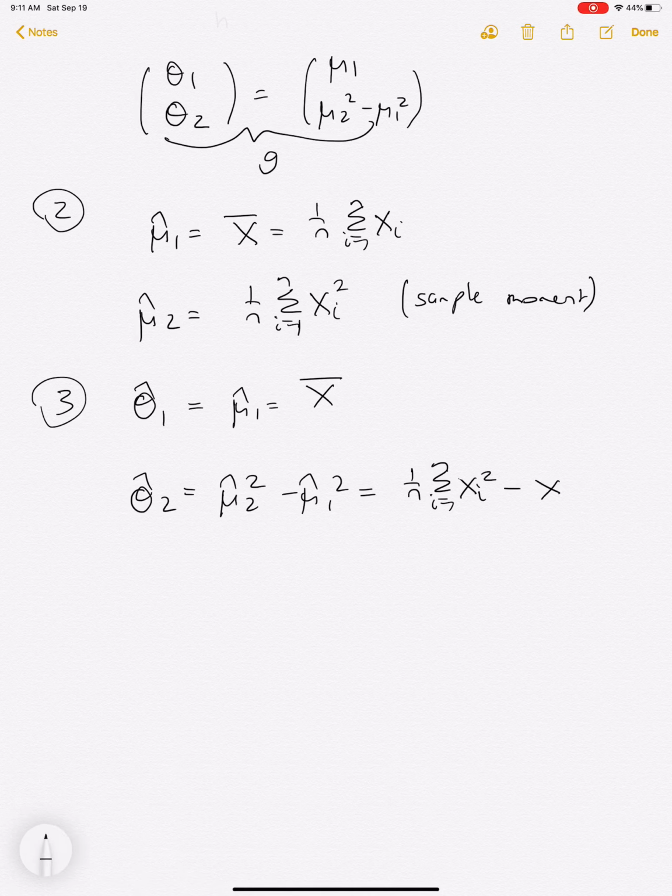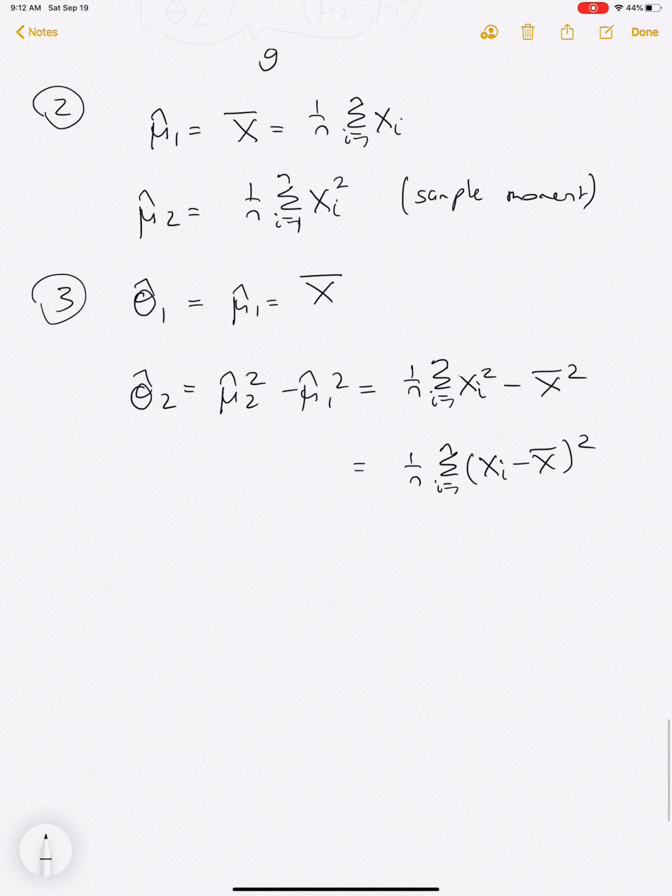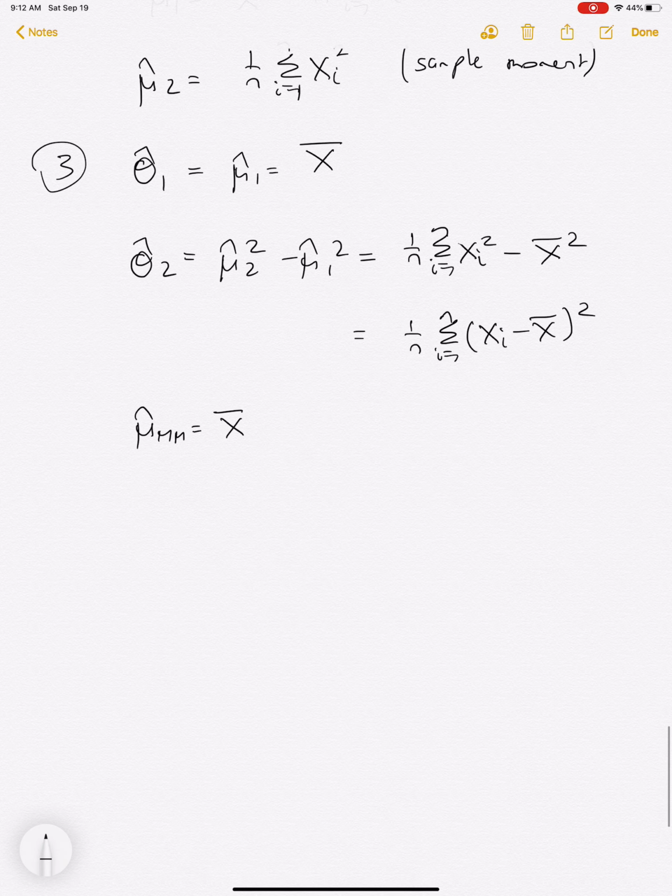And then minus x bar squared. And you can also rearrange this to see that this... Okay, so this is the method of moments. So it turns out here that we have that mu hat method of moments is x bar. Oh, sorry, yep, is x bar. And then we have that sigma hat squared method of moments is 1 over n.